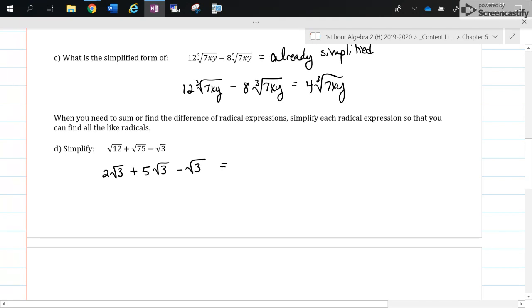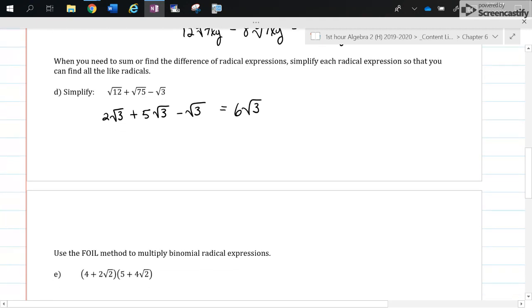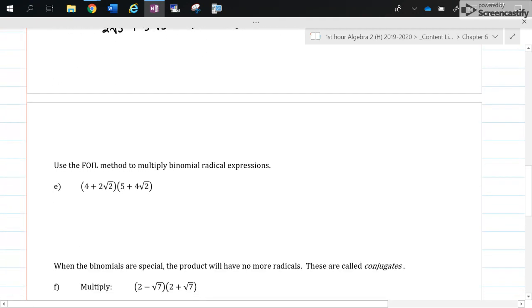So we can combine them. So we're going to add and subtract the coefficients. 2 plus 5 is 7. 7 minus 1 is 6. So I end up with 6 times the cube root of 3. Notice the radical part stays exactly the same, just like when we add like terms. Okay, so that's the first thing.